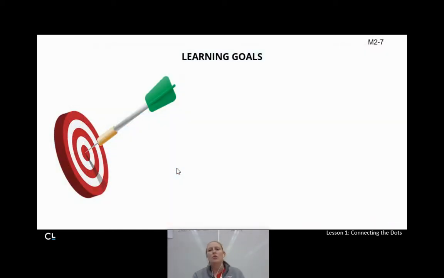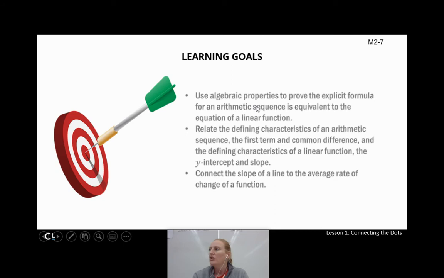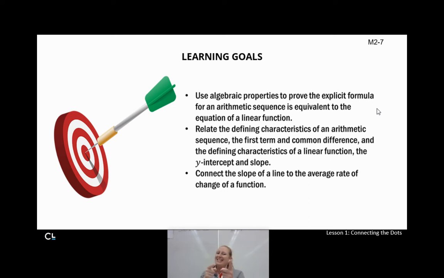And we've got some linear goals. We're actually going to take a couple days to do this just to make sure we get it solid. And we have several learning goals here. So we're going to use algebraic properties to prove that the explicit formula for an arithmetic sequence is equivalent to the equation of a linear function. We're going to relate the defining characteristics of an arithmetic sequence, the first term and the common difference. And we're going to relate those to the defining characteristics of our linear functions, right? Y-intercept, slope. How are these guys related? We're going to be talking about that.